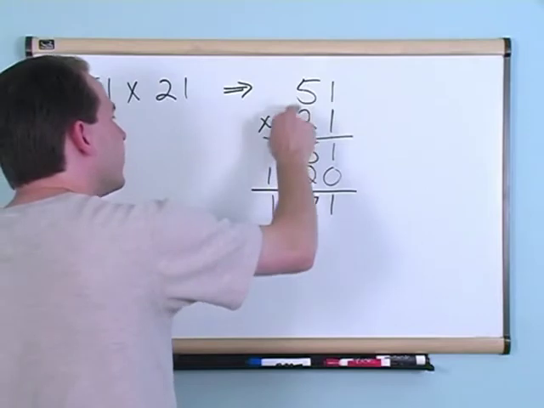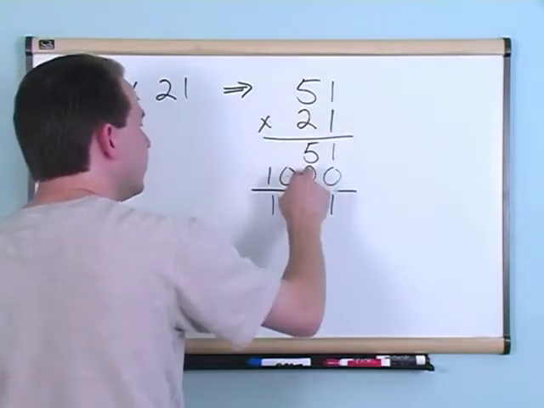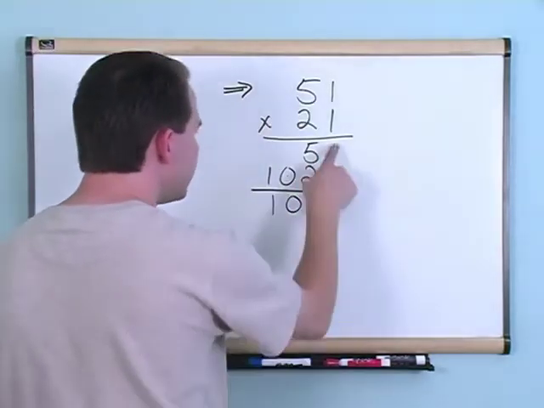But before you start multiplying, you have to put a 0 down. Put a 0 in this column. 2 times 1 gives you 2. 2 times 5 gives you 10. And then you add these up.